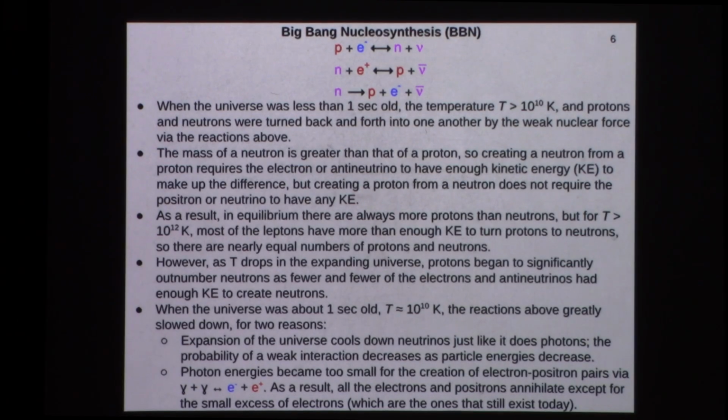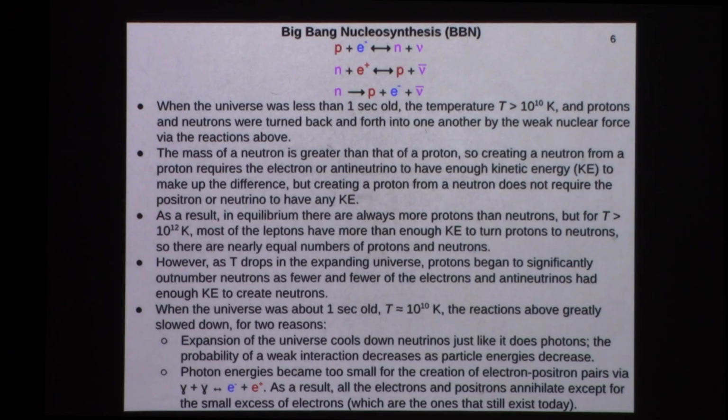And so we've also got, in addition to that, photon energies becoming too small for the creation of electron-positron pairs, where two photons cross paths and their energy turns into an electron plus a positron. If the energies of the photons combined is less than mc squared added up for the electron and the positron, there's not enough energy to make that electron and positron. As a result, all of the electrons and positrons annihilate except for the small excess of electrons, which is the ones that still exist today.